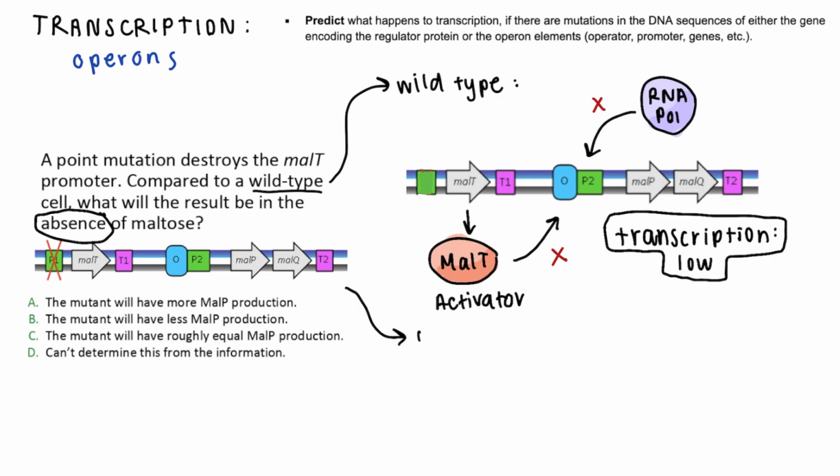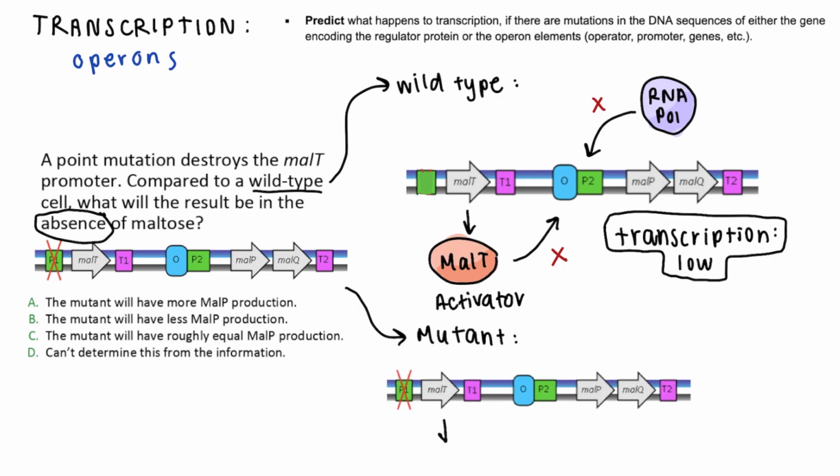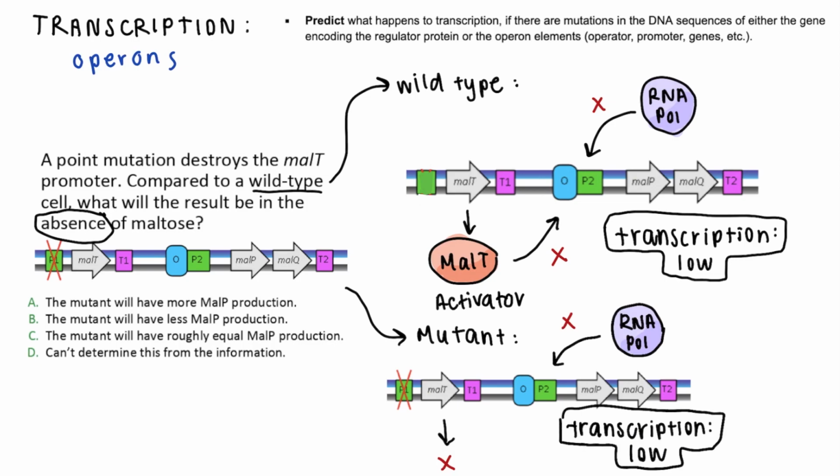In the mutant, since there is no promoter for mal-T, it cannot be produced, since there is literally nowhere for RNA polymerase to recognize that it should start transcribing there. Since there is no activator, and either way, if there were, as we see with the wild type, it could not bind to the operator because there's no maltose, there will also be low levels of transcription. Therefore, the mutant and the wild type will have roughly equal levels of mal-P production. Now we have finally covered the last learning objective in the unit pertaining to mutations in operons.